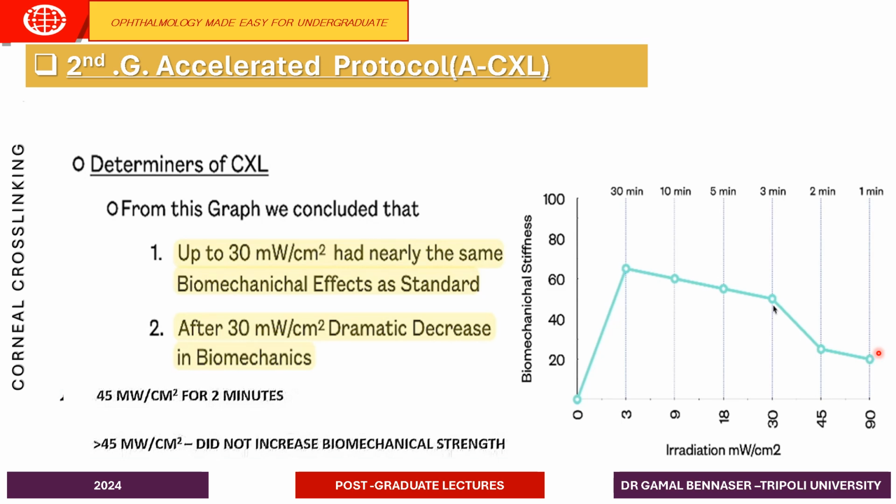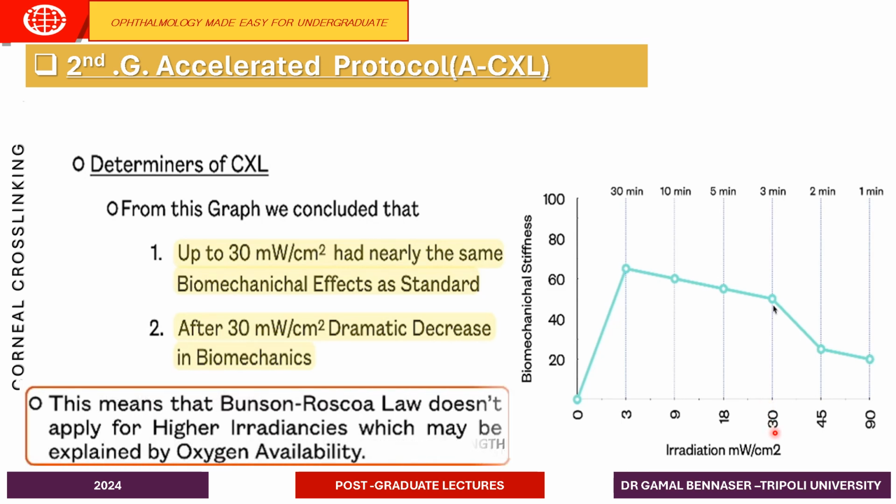And this can be explained by the depletion of oxygen. The more you go with high energy, the more the photooxidative reaction, and you need more oxygen. And as long as there is depletion of oxygen, the biomechanical effect will be minimal. So the Bunsen-Roscoe law of reciprocity is not always proportional. It is limited to these values; beyond 30 milliwatts, it is no longer valid. So this is very important to understand. And the reason for that, as I said, is the oxygen depletion.